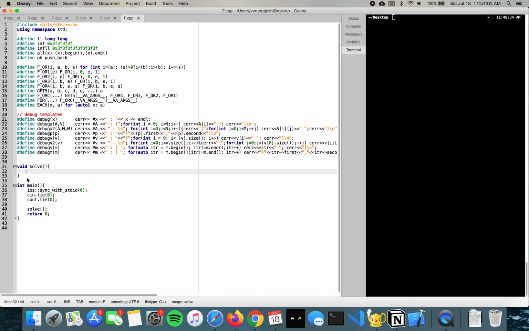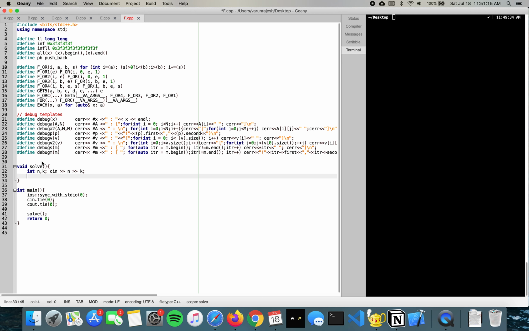So first let's read in this information. We're given an integer n and k. Now let's create something called skill, which is the skill for each programmer, and then let's just read it in for n, skill i.